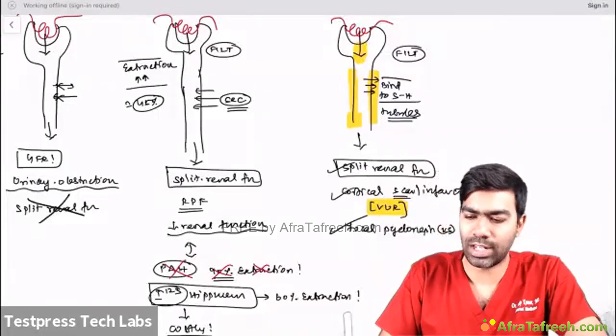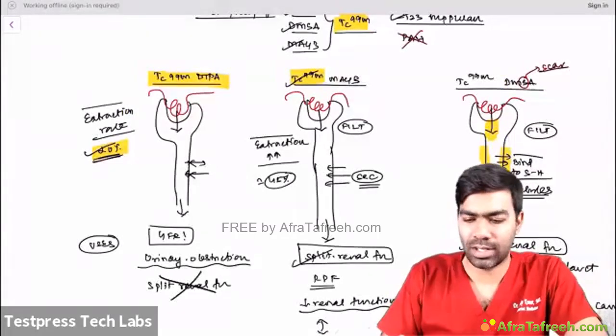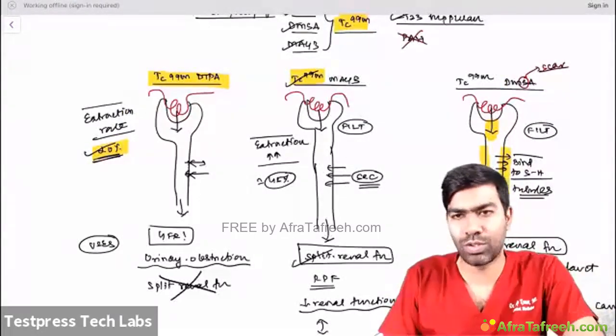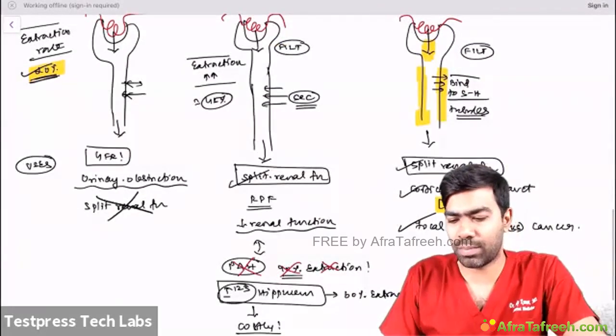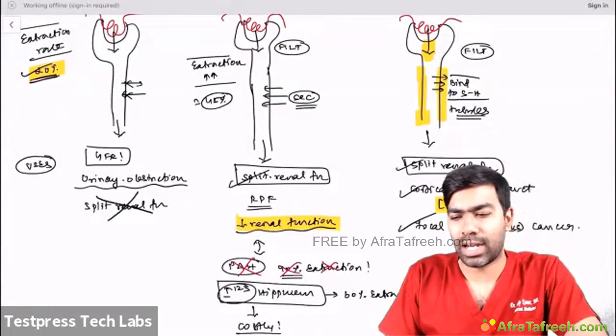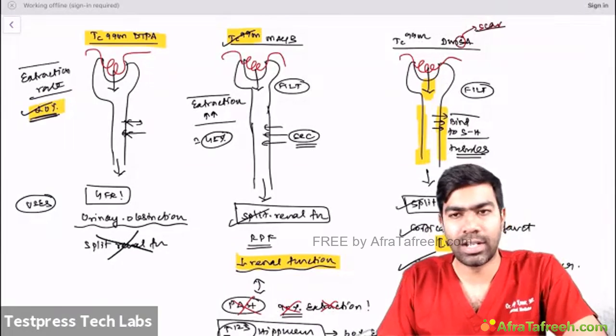So these are the three uses of DMSA scan: split renal function, MAG3 and DMSA. DTPA cannot be used for split renal function. In fact, GFR uses DTPA. MAG3 is more for renal plasma flow and split renal function, especially in the setting of low renal function. And DMSA is mostly for identifying the scars, infarcts, pyelonephritis, and cancer.